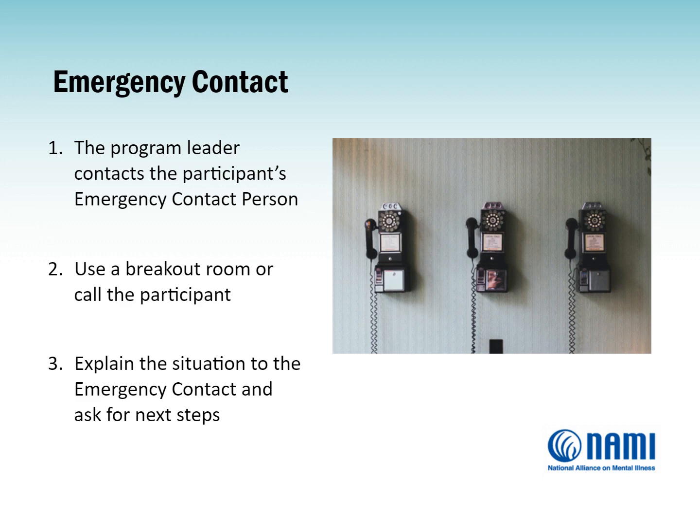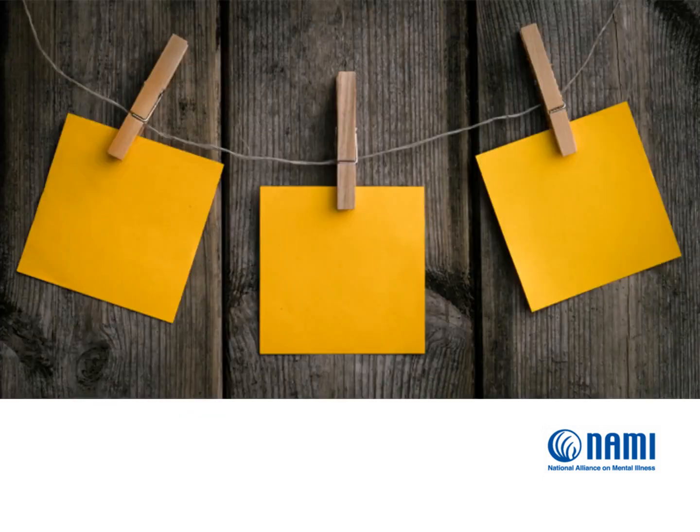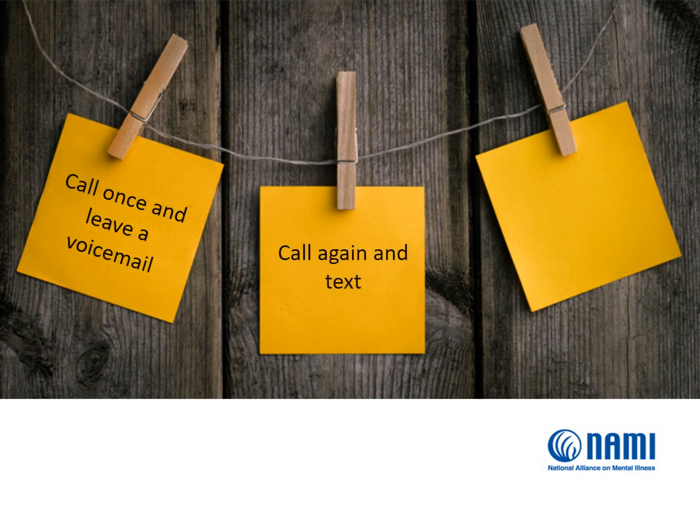Best practices for calling emergency contact people is to call once and leave a voicemail if the emergency contact does not pick up. Then call again and leave a text indicating that the participant is experiencing a mental health crisis and that you may call a mobile crisis unit or 911 if you cannot connect the participant to other means of support.